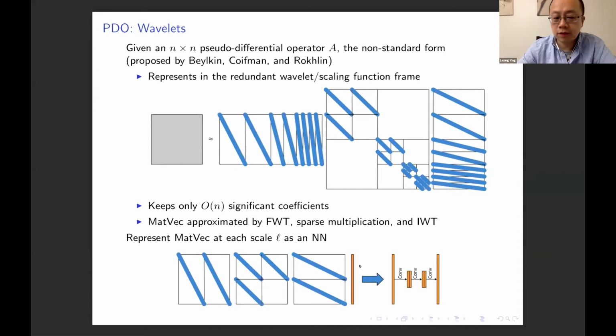So the multiplication on the last scale can actually be represented as a convolution neural network with 3 layers. First, you do a convolution neural network where the input channel is of size 1 and the output channel is of size 2, and the middle one is a 2-channel to 2-channel convolution neural network, multiplying these wavelet coefficients of the pseudo-differential operator. Finally you go from 2-channel back to 1-channel. So this is essentially every scale. It can be represented by a 3-layer neural network.